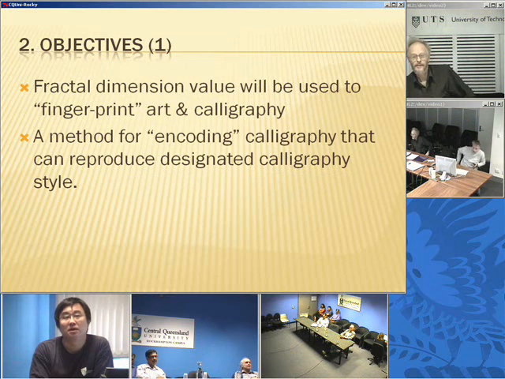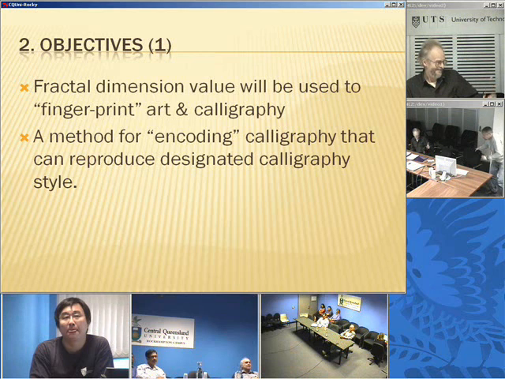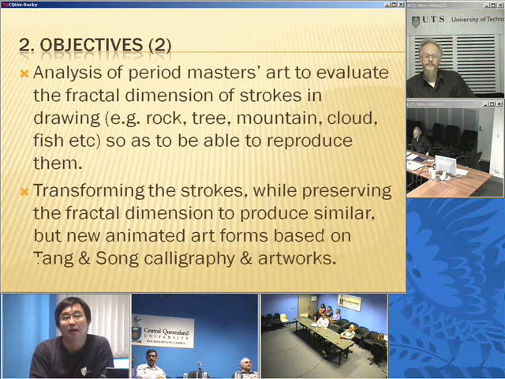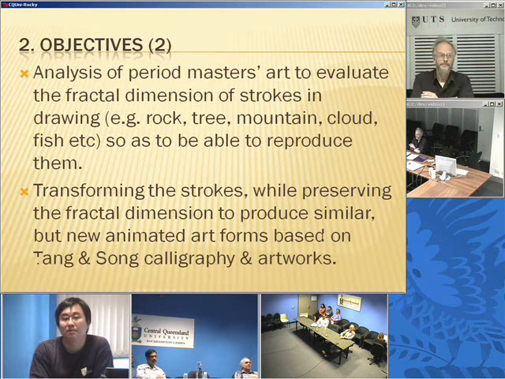Firstly, the fractal dimension value will be used to fingerprint the art and the calligraphy, along with a method of encoding the calligraphy that can reproduce designated graphic styles, and analysis of the period masters' art to evaluate the fractal dimension of the strokes in drawings, such as rocks, trees, mountains, clouds, and fishes, so as to be able to reproduce them. And lastly, we are transforming the strokes while preserving the fractal dimension to produce similar but new animated art forms based on the Tang or Song calligraphy and artwork styles.